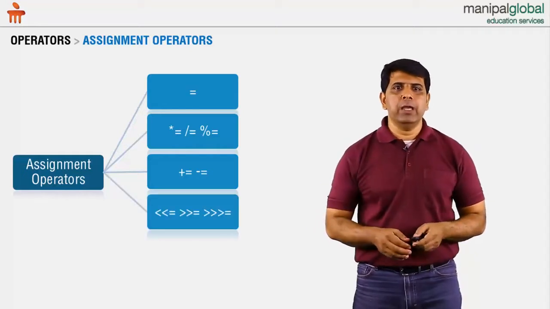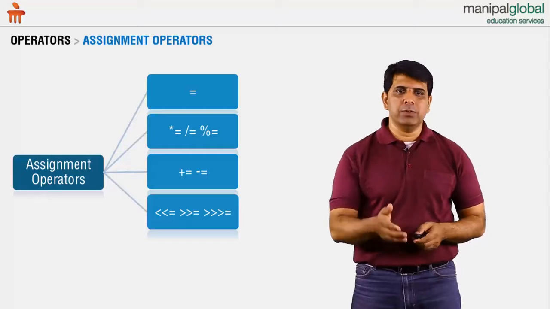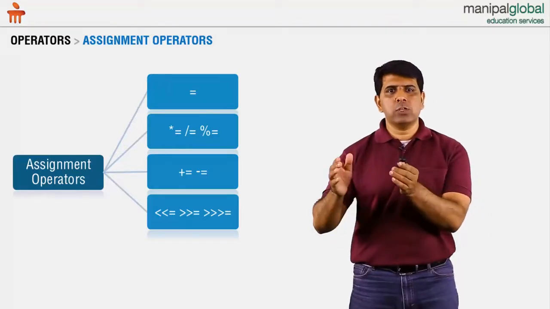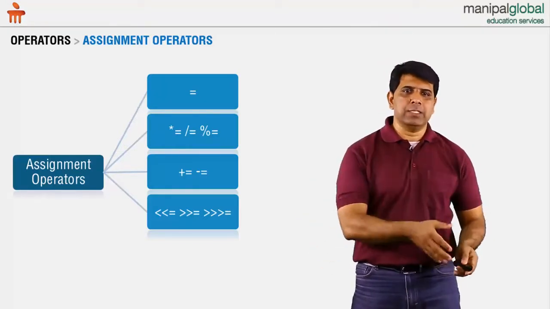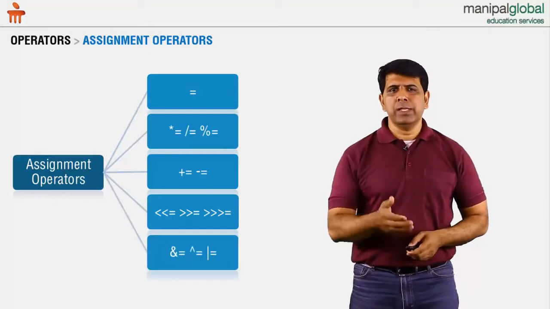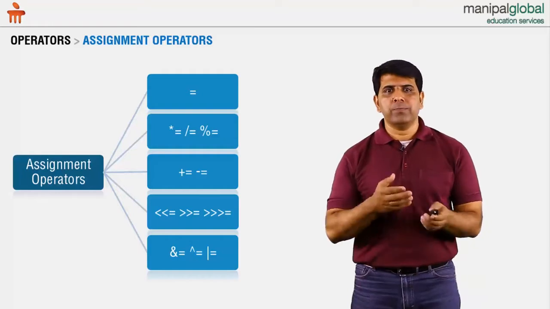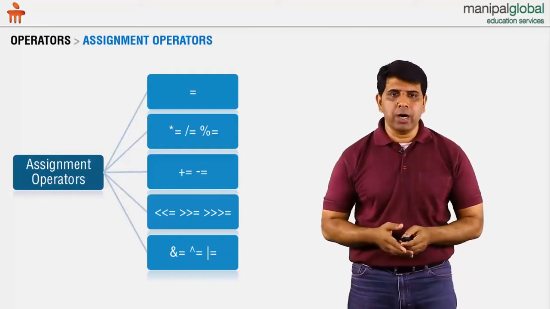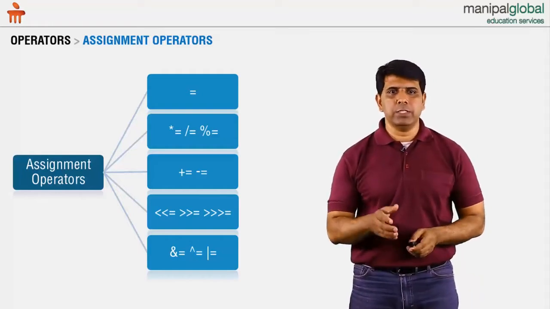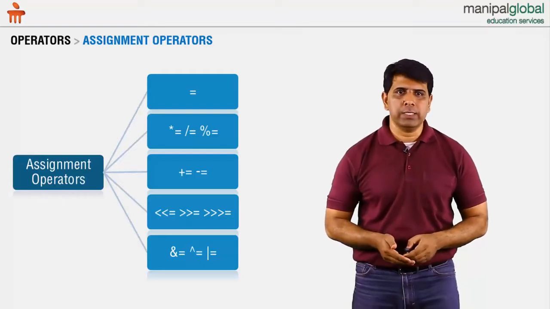There are also shift operators which can be used along with the assignment. So the actual shift operation is done and the assignment also is done. There is and, exclusive or, and there is a pipe which is meant for or. These are all bitwise operators which also work with the equals.